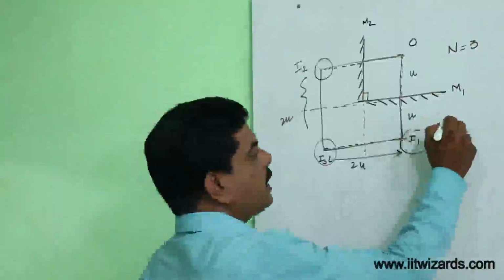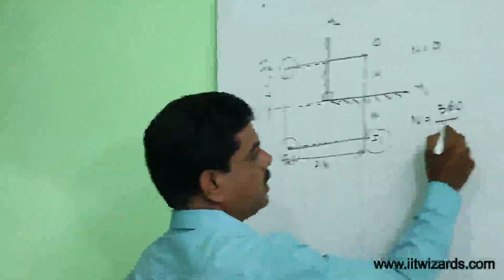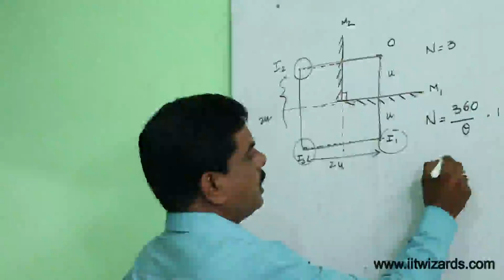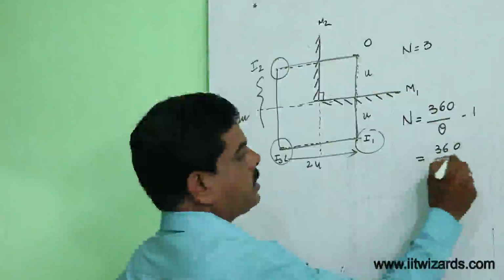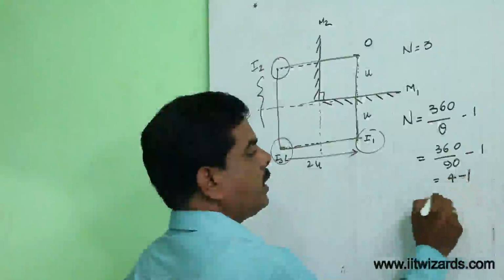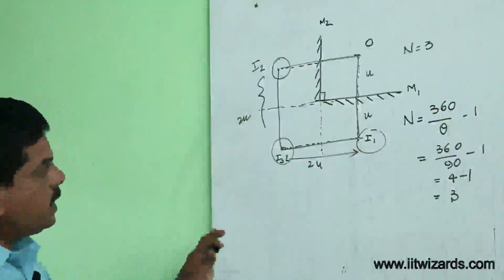Okay? Now there is a direct formula as well to calculate the number of images, that is 360 by theta minus 1. Okay? So if you put theta equals 90 degrees, then 360 by 90 minus 1 is 4 minus 1, that's 3. Clear? Now let's extend the same question.